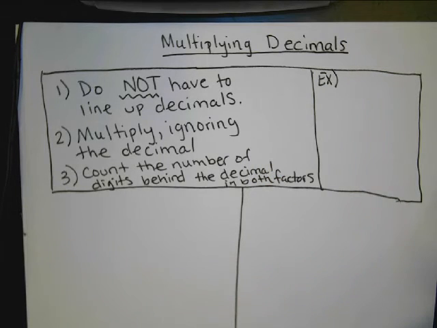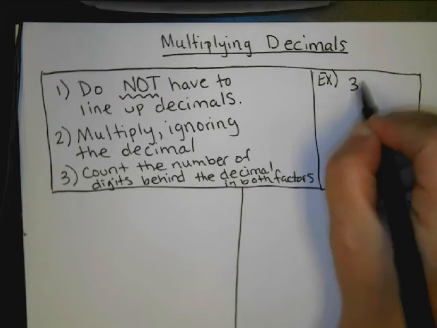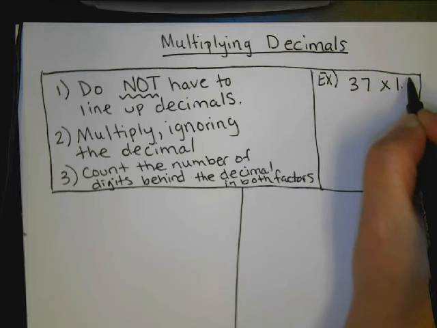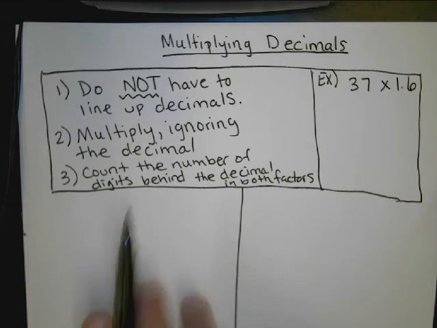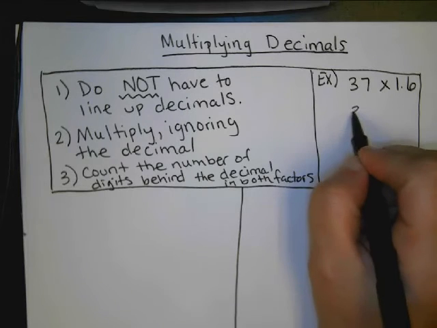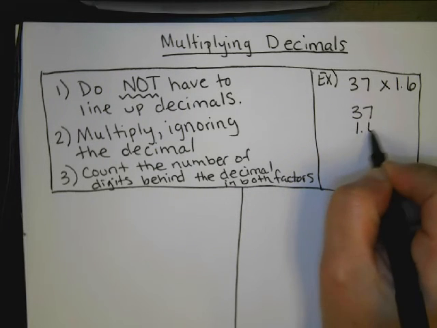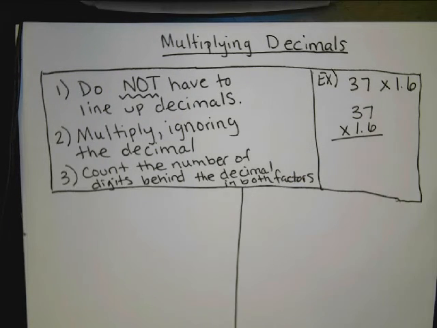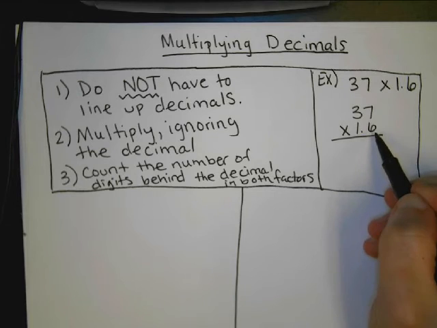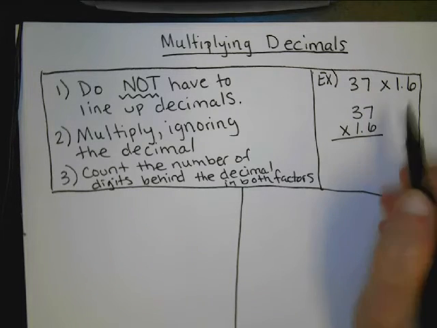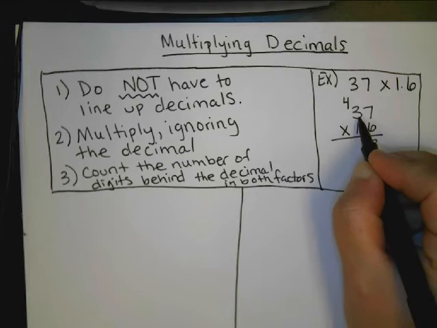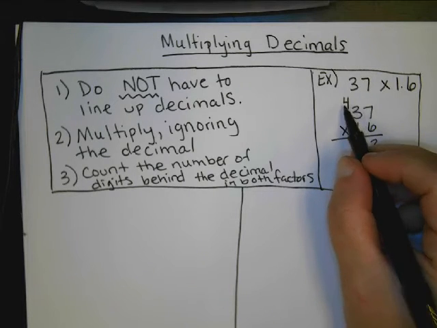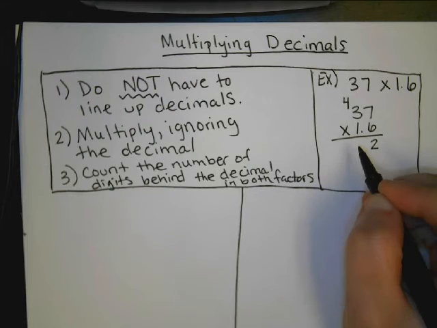We're going to do one example together up here in our rule box. So we're going to multiply 37 times 1 6/10, or 1.6. So it says we don't have to line up the decimals. We're just going to write it like we're normally multiplying. Now we start with our 6. 6 times 7 is 42. And we put our 4 up here. 6 times 3 is 18. And we add that 4, 19, 20, 21, 22.